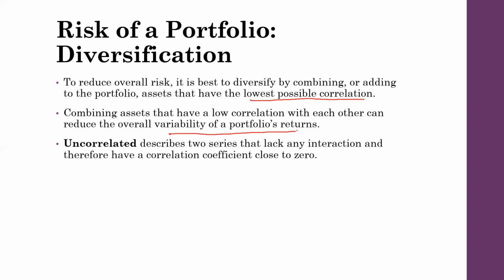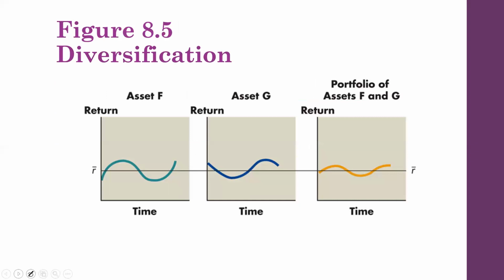Remember we discussed this variability, the variance. We want to make it as close to the mean as possible. We don't want it spread out far and wide. So uncorrelated describes two series that lack any interaction and therefore have a correlation coefficient close to 0. So here we have two assets, F and G. What you see here, they're moving in the same direction but at different times, right? But it brings them closer. When you put the portfolio together, you bring them closer to the mean, right? And so this is a pretty diversified and safe portfolio.